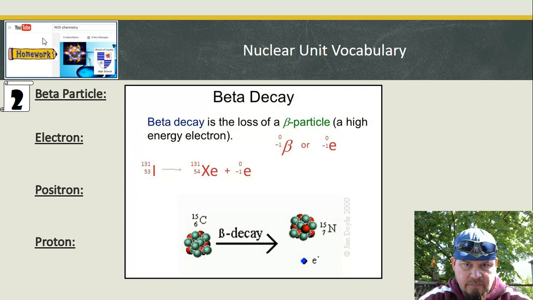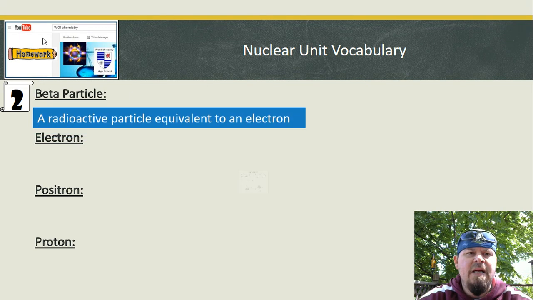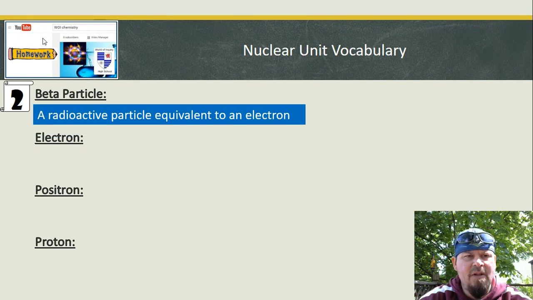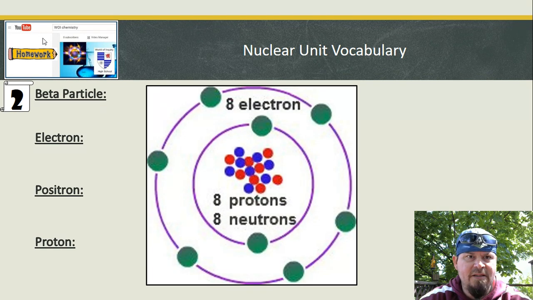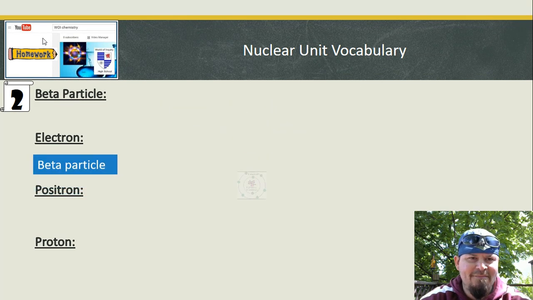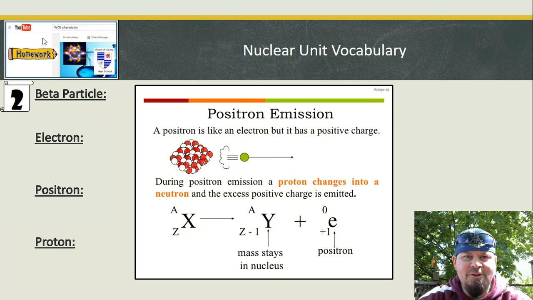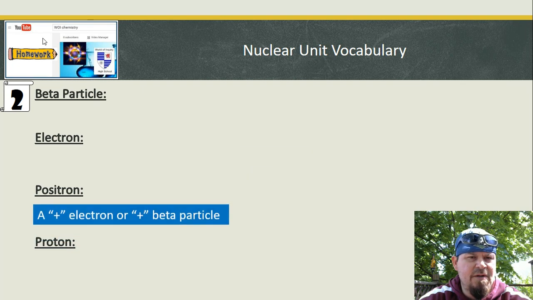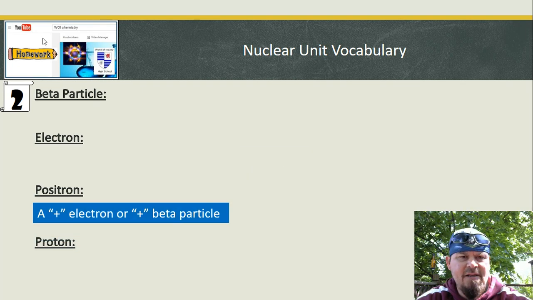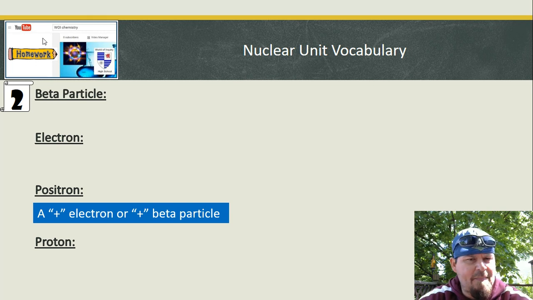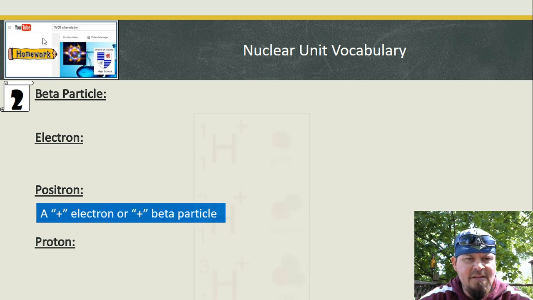Okay, beta particle, basically an electron. It's got that funny B with a tail, and this is the radioactive particle equivalent to an electron. Electron, well, that's a beta particle. Go figure. Positron, this is another kind of emission that we don't get into much, but it has shown up in the past few years more than it had in the past, so I started to include it a little bit more. This is a positively charged electron or beta particle. It's just a beta with a positive.